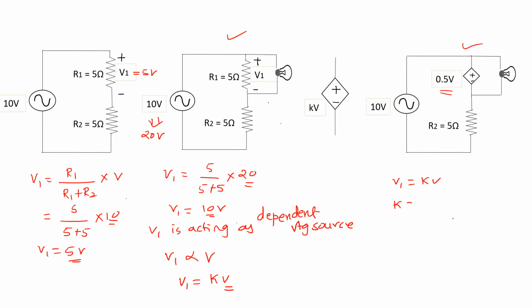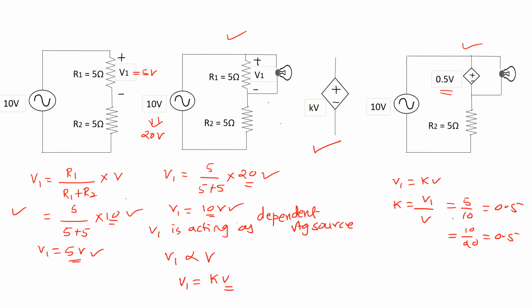So k is equal to V1 upon V. In the first case, V1 is 5 and V is 10, so 5 by 10 is equal to 0.5. And in the second case, V1 is 10 and V is 20, so 10 by 20, again equal to 0.5. So 0.5 is k, and V is the voltage on which V1 depends. So this is the symbol of a voltage controlled voltage source.